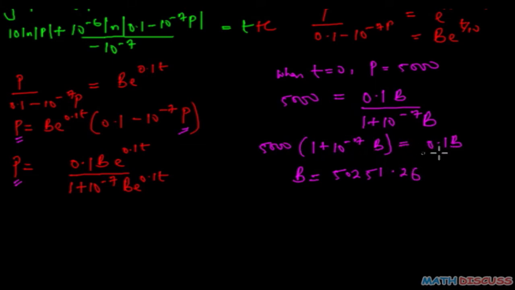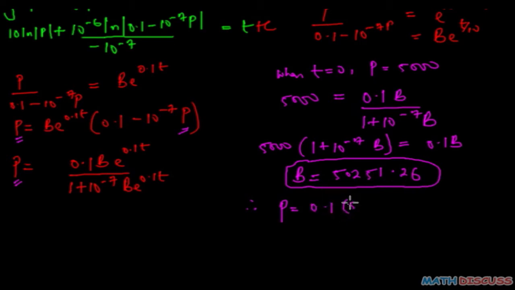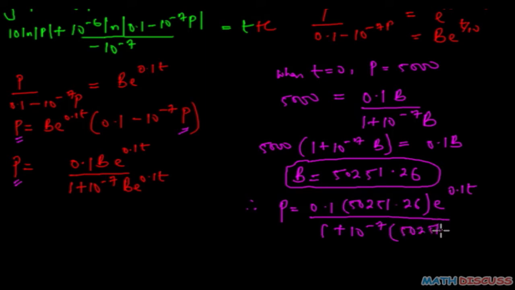We should ensure to confirm that when you make b the subject of this equation, we have our b to be this. Now, therefore, our p becomes 0.1 times 5025 1.26 e to the power 0.1t divided by 1 plus 10 to the power negative 7 times 5025 1.26 e to the power 0.1t. So this is what we get when we solve for p.